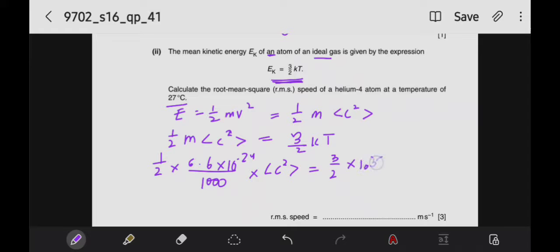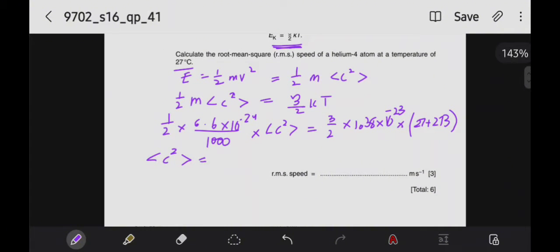It is 1.38 into 10 to the power minus 23. And remember to take temperature in Kelvin: 27 plus 273. And the answer that we will get would be mean square speed and not root mean square speed. So you need to take an under root for the answer.